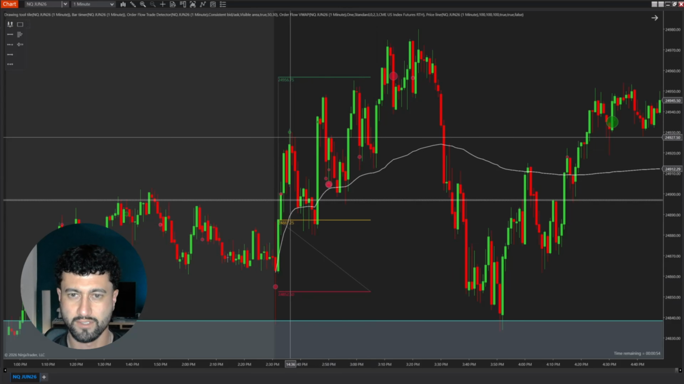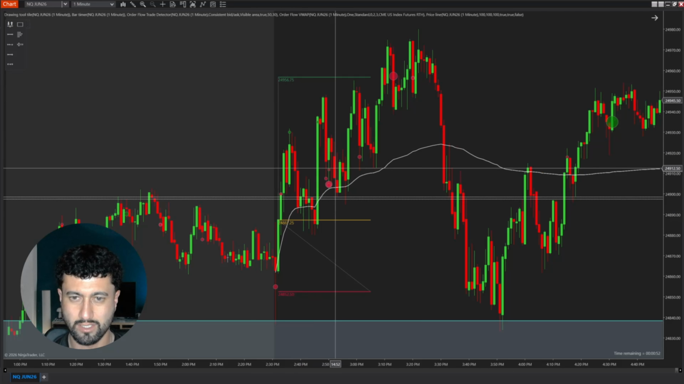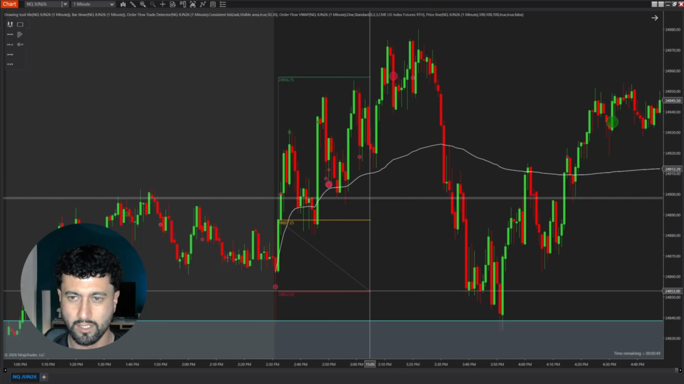So the first hour of the session was actually quite choppy and very slow. It was just slowly grinding up, making higher highs and higher lows. Not the cleanest price action.